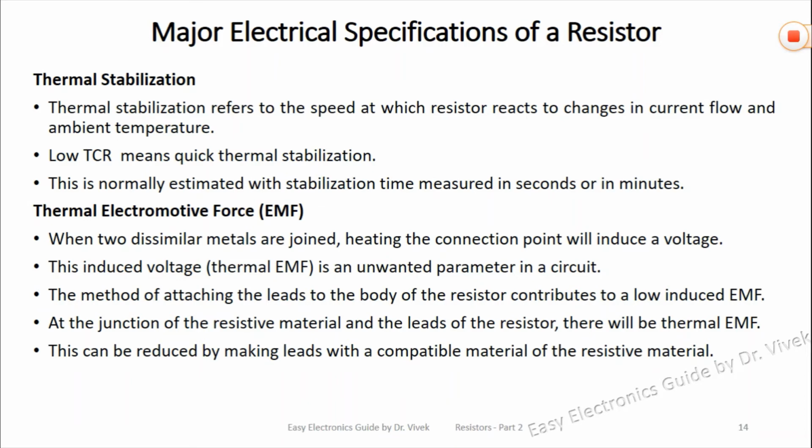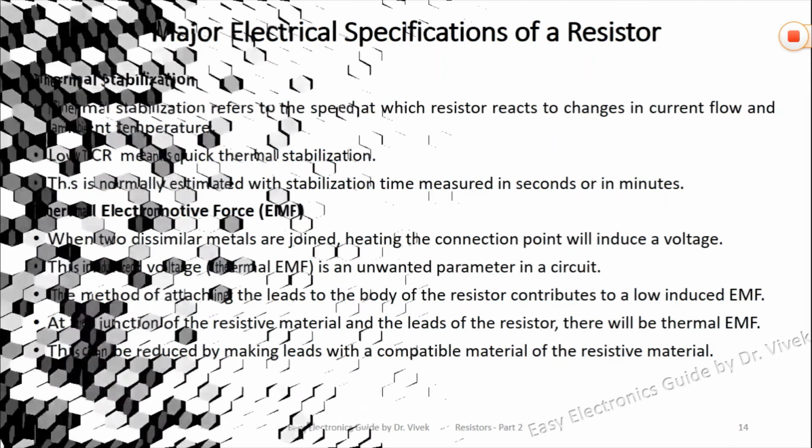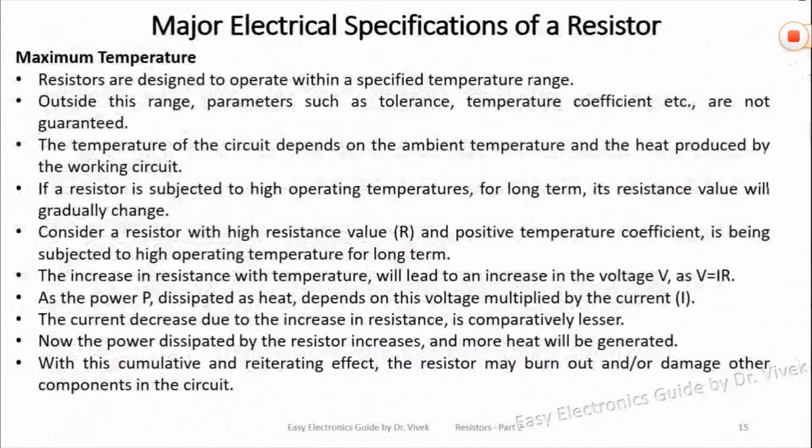When two dissimilar metals are joined, heating the connection point will induce a voltage. This induced voltage is the thermal EMF. Resistors are designed to operate within a specified temperature range. Outside this range, the parameters such as tolerance, temperature coefficient, etc. are not guaranteed. The temperature of the circuit depends on the ambient temperature and the heat produced by the working circuit.